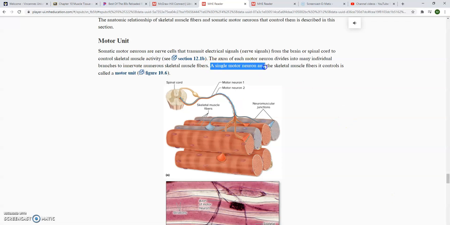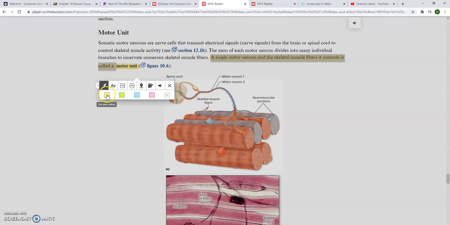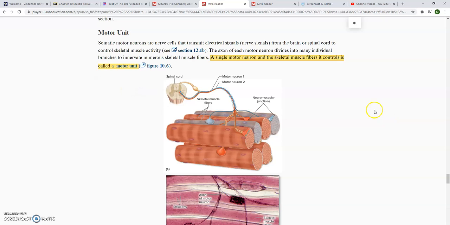Okay, so when we say motor unit, what we're talking about is this single motor neuron. So we'll say the red one. So that single motor neuron, and then the skeletal muscle fibers it controls, which in this case the red motor neuron controls 4 of these skeletal muscle cells or fibers. So as a whole, we call that a motor unit.